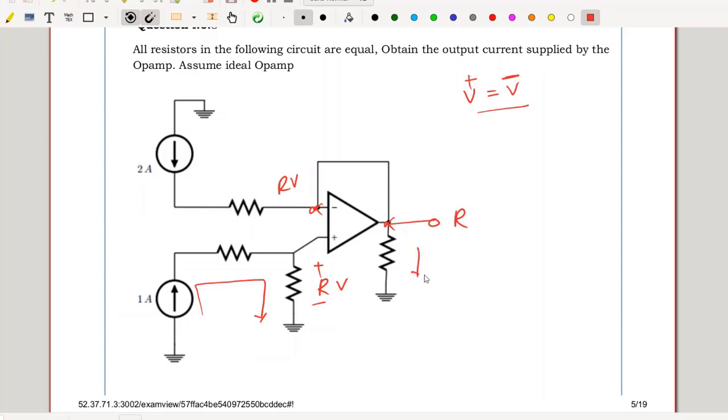Hence the current flowing down is nothing but R minus 0 by R, that is 1 ampere. This 2 ampere circulates through this. There is no current into the op-amp and no current from the op-amp input, so that 2 amps flows through this, 2 amps flows through this. So 2 amps come in and 1 ampere leaves. This implies another 1 ampere should flow into the op-amp. Hence the op-amp actually sinks a current of 1 ampere. Hence, the current supplied by the op-amp is nothing but minus 1 ampere in this direction.